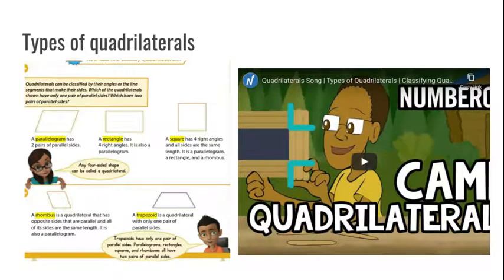So remember way back when, a couple of lessons ago, I talked to you about a quadrilateral being a shape with four sides. The prefix quad means four. So a quadrilateral is a shape with four sides. Quadrilaterals can be classified by their angles or the line segments that make their sides. Which of the following quadrilaterals shown have only one pair of parallel sides? Which have two pairs of parallel sides?